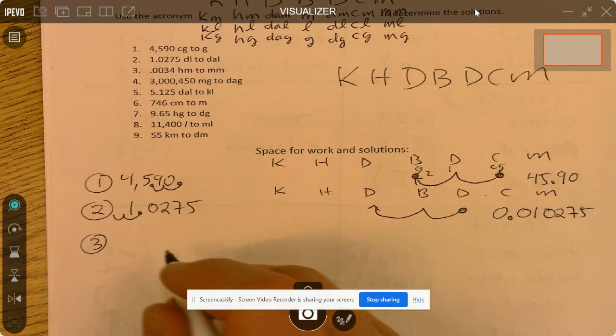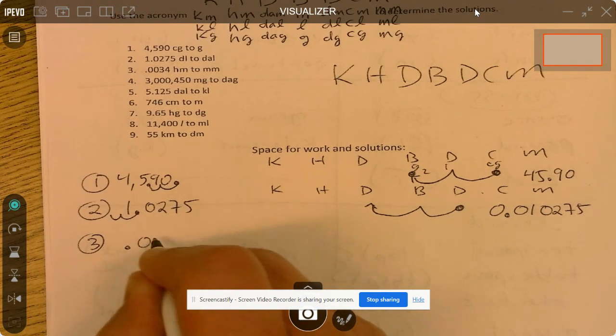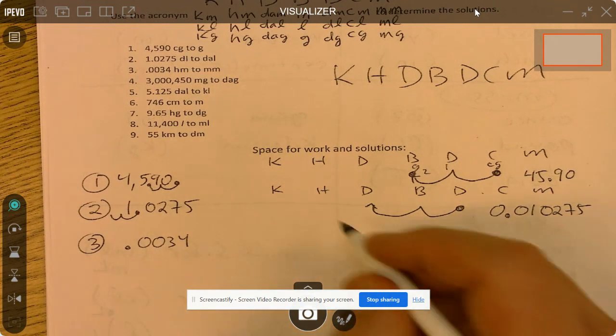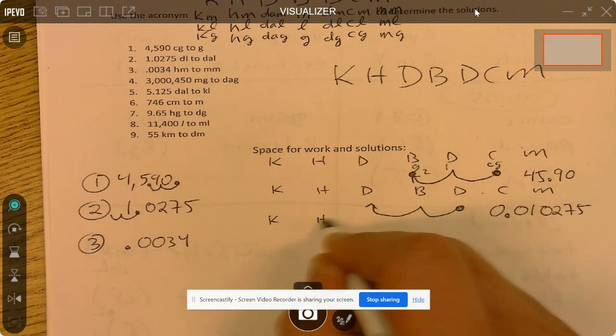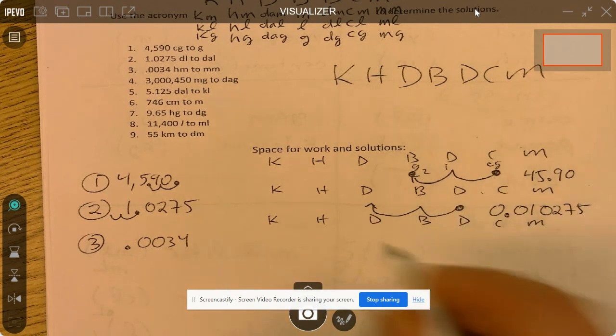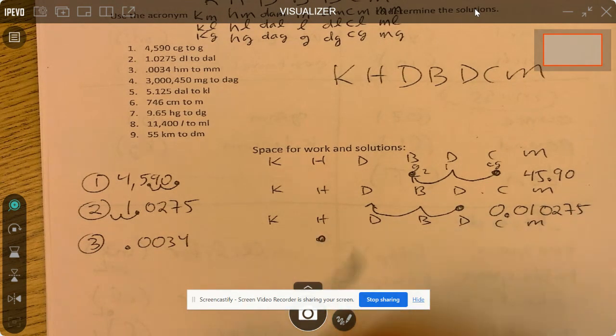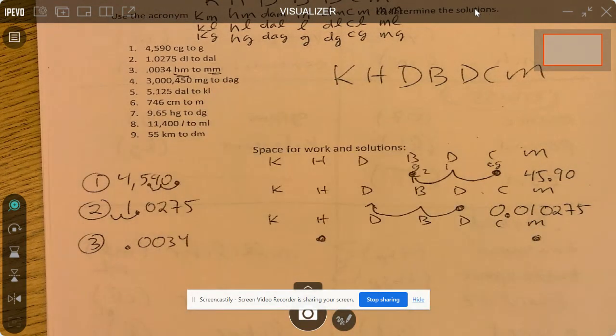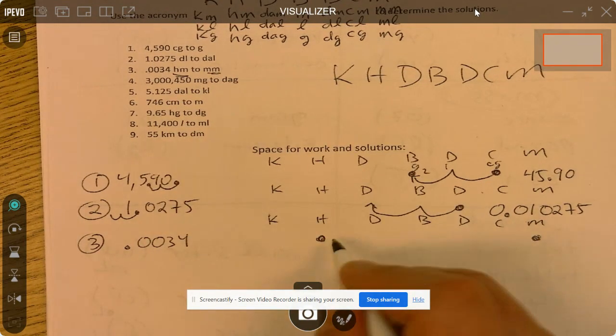The next answer is 0.0034 as a start. And it's actually going the other direction. And let's just take a look why you would think it'd be going the other direction. It's starting at HM, because that's what it says right here. And it's going to MM, which is way over here. So I have to figure out how many times it goes.